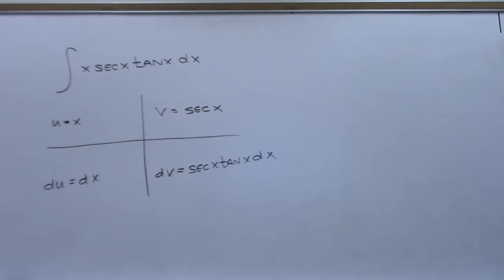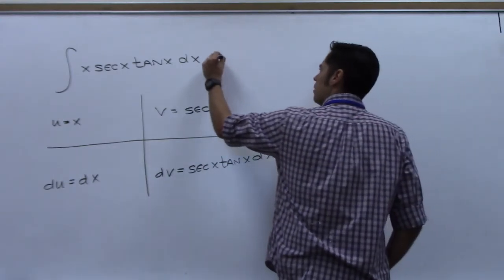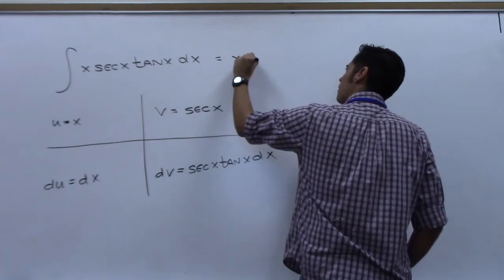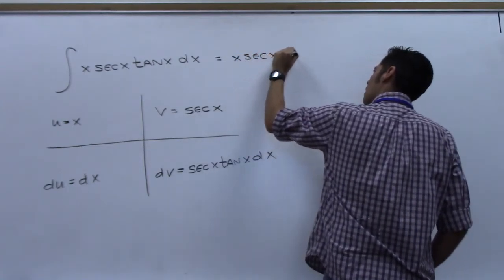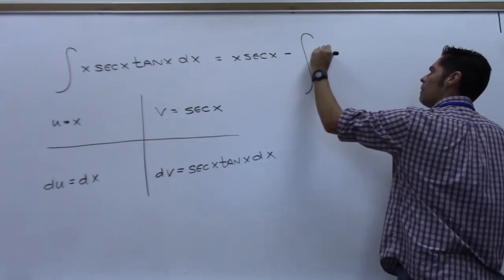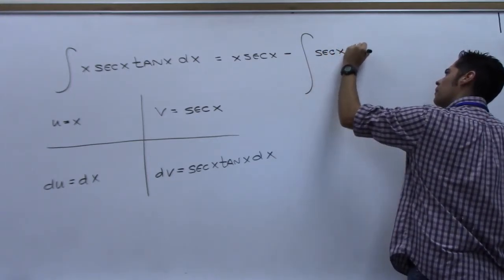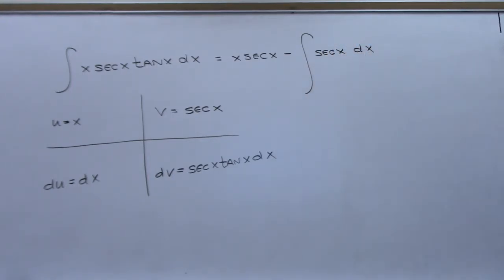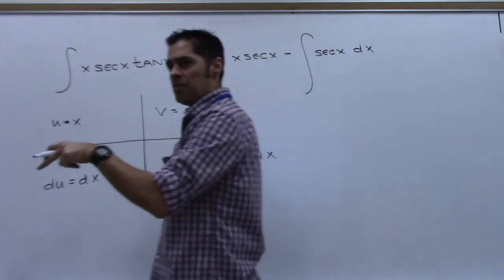Just secant, right? So the derivative of secant x is secant x tangent x. And then you would have uv minus the integral of v du, and then you need to know what the antiderivative of secant is. But it's on your formula sheet, and you have to have known that it was on your formula sheet.